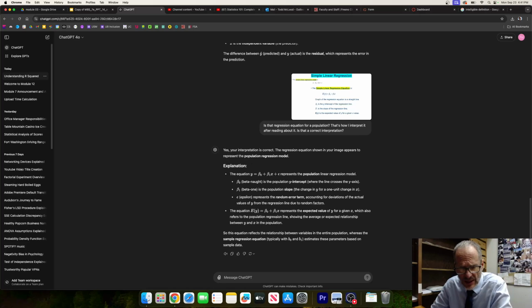The equation E(y), expected y, equals y-intercept beta naught plus beta 1 slope times x represents, oh, beta 1 is what they call it, the expected value of y for a given x, which also refers to the population regression line showing the average or expected relationship between y and x in the population. So average, right? It's not the average of the prices, it's the average of the relationship between y and x. So this equation reflects the relationship between variables in the entire population, whereas the sample regression equation, typically with a small b0 and a small b1, estimates these parameters based on sample data.